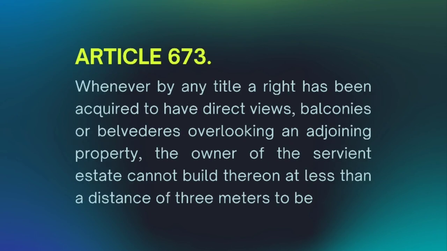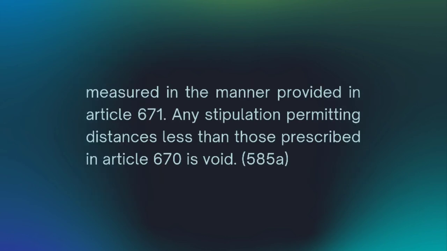Article 673. Whenever by any title, a right has been acquired to have direct views, balconies, or belvederes overlooking an adjoining property, the owner of the servient estate cannot build thereon, at less than a distance of 3 meters, to be measured in the manner provided in Article 671. Any stipulation permitting distances less than those prescribed in Article 670 is void.